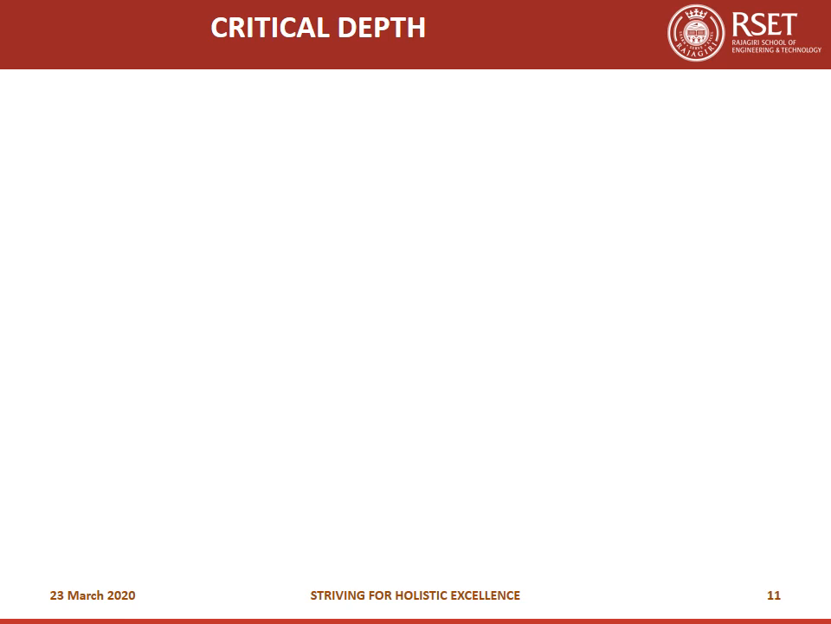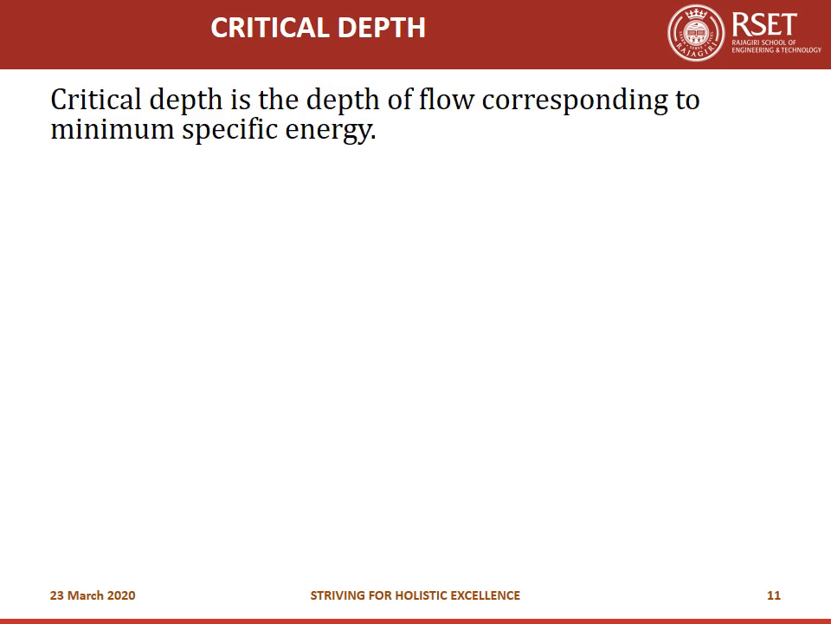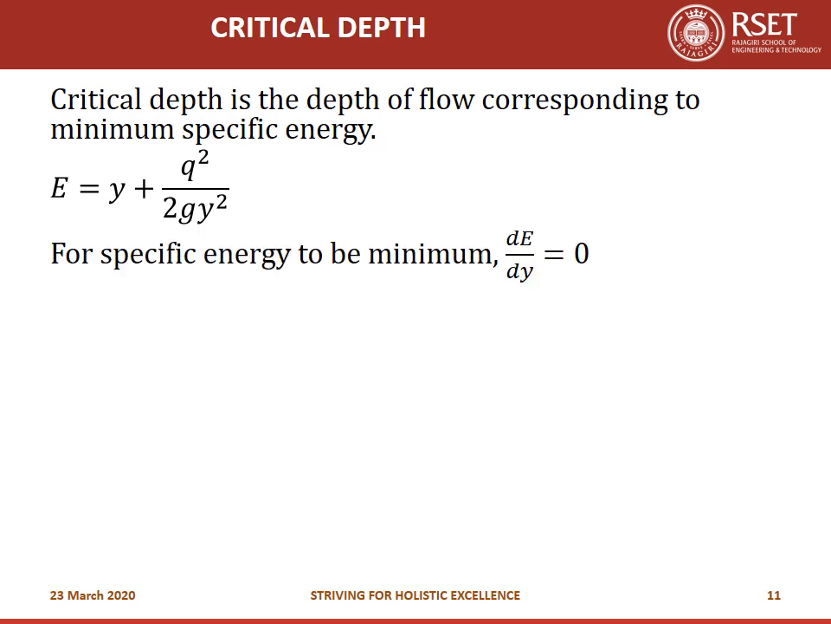So now we'll derive an expression for critical depth. Critical depth is the depth of flow corresponding to the minimum specific energy that we have seen from the graph of the specific energy curve. So we know that the expression for specific energy is Y plus Q squared by 2GY squared. For specific energy to be minimum, dE by dy should be equal to 0. So I'm going to differentiate this expression. dE by dy is equal to 1 minus 2Q squared by 2GY cube. That's equal to 0.